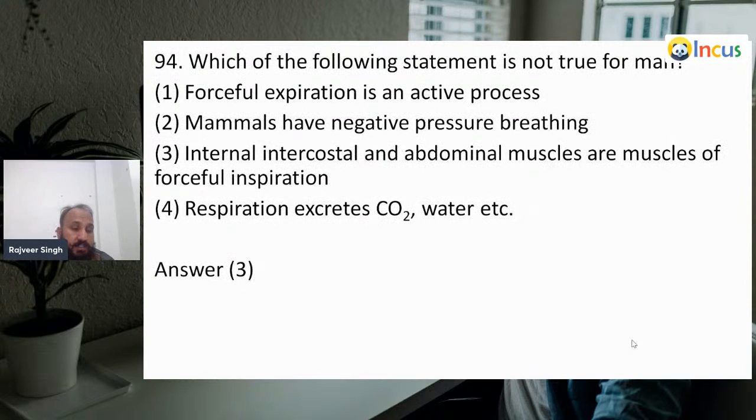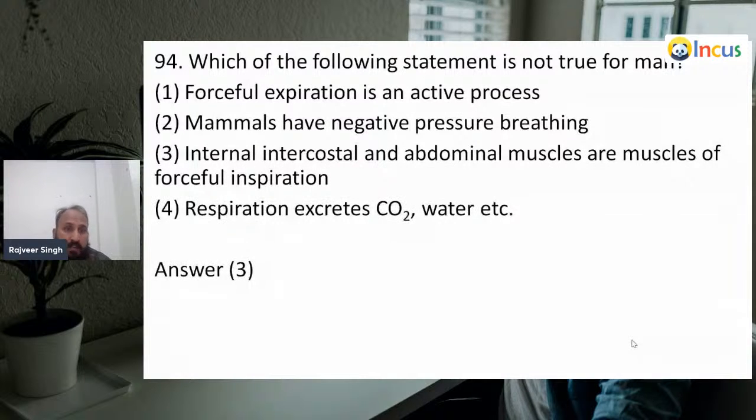Right? Next question. Which of the following statements is not true for a man? Forceful expiration is an active process. Mammals have negative pressure breathing. Internal intercostal and abdominal muscles are muscles of forceful inspiration. Respiration excretes CO2, water, etc. So what should our answer be? The answer will definitely be third. Internal intercostal and abdominal muscles are muscles of forceful inspiration.